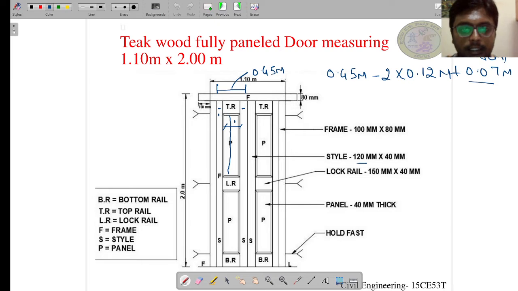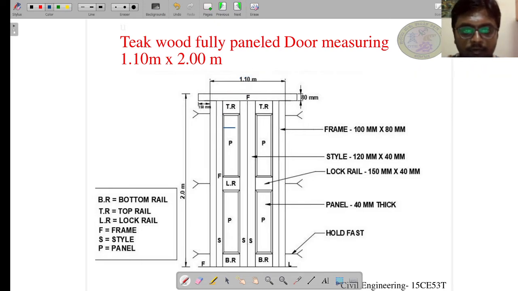So after calculating the width of the panel, let us next calculate the length of the panel. So how to calculate the length of the panel? As you can see, the height of the door is given as 2 meter. Next I will deduct this 80 mm first, which is nothing but 0.08. Next I will deduct the breadth of the rails, all the three rails. So how much is the breadth of the rail?